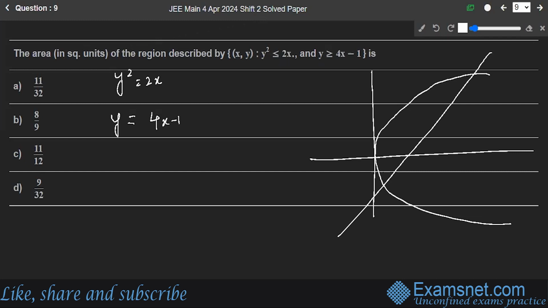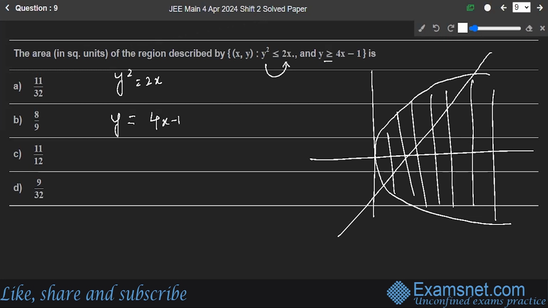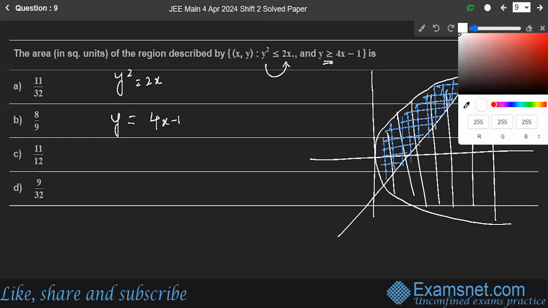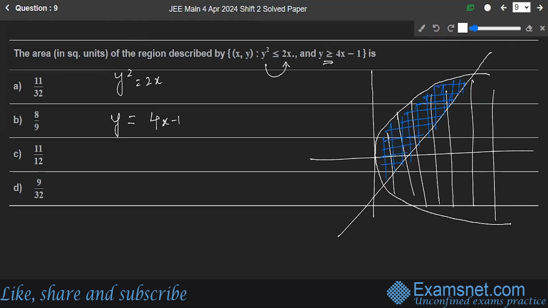Now, the inequality says y² is less than or equal to 2x, so that means this denotes this area. And here y is greater than 4x minus 1, so it denotes this area. What you have to find out in the question is this blue shaded region. Let's go back. So here is the area which we want to find out. Now the first thing to do is find their point of intersection.